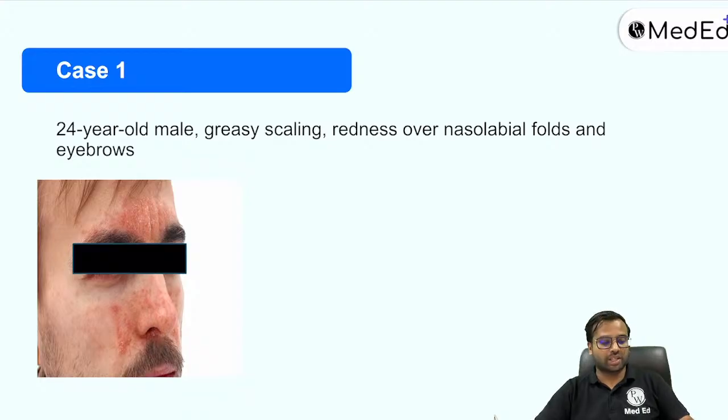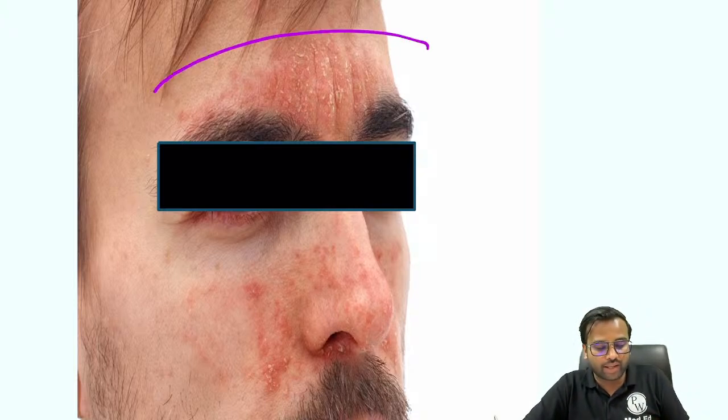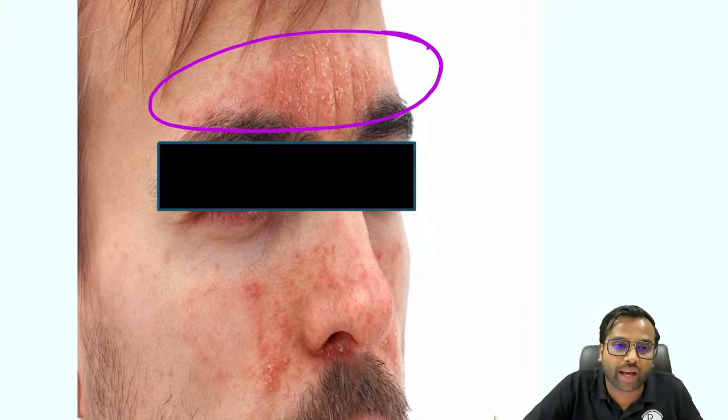So let me just check. Let me just zoom this image for you. This is exactly how the patient has come to you in your OPD. Just imagine that you are the dermatologist today, and let's see how you are going to manage this case. Now here, what I can see is there is some yellow greasy flaking over the eyebrows.